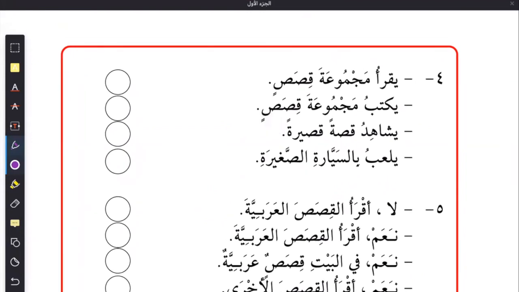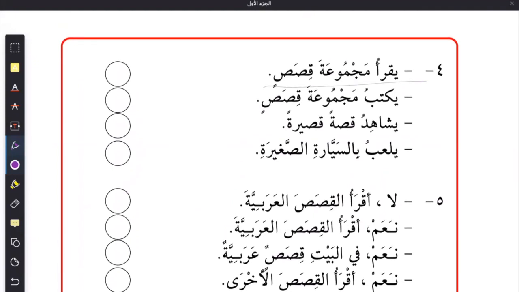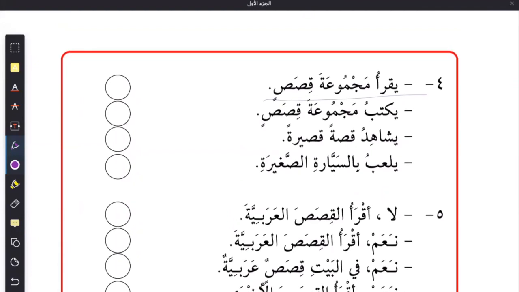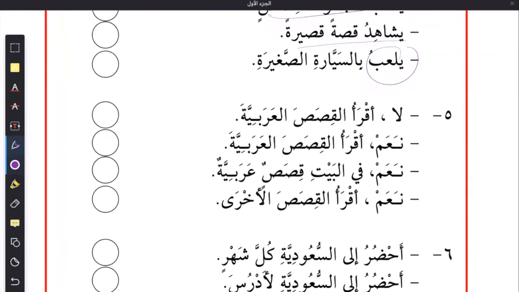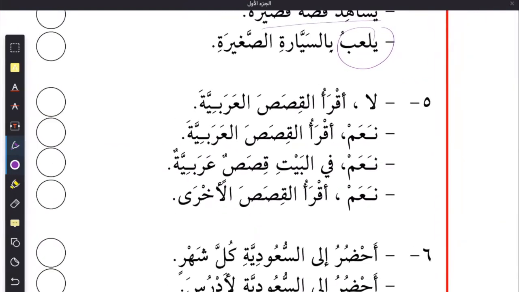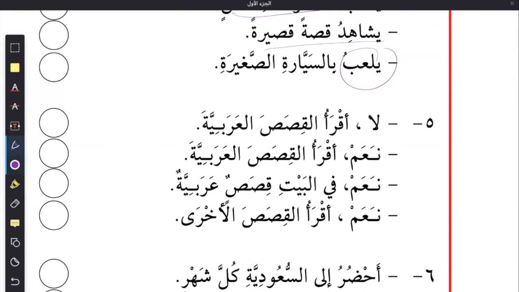Then we have يقرأ مجموعة قصص. We don't know what they're talking about, but these are very easy. We've done them before. يكتب. So it's probably asking, did he read the stories, or did he write the stories? Yushahidu, or he saw the story. Doesn't matter. Yal'ab, you should know yal'ab is to play. Bisayyarati saghirati. Okay, so all of them are very easy. I am just trying to quickly go through them. La aqra al-qisasa al-arabiyya.